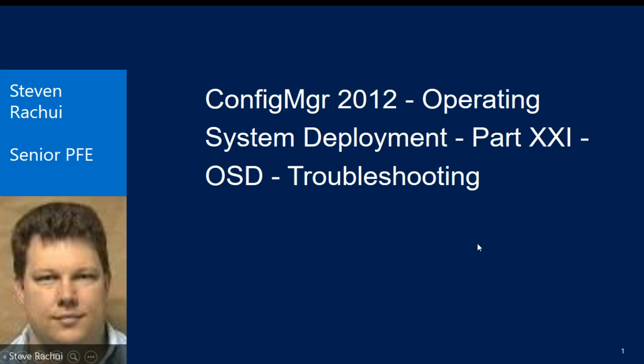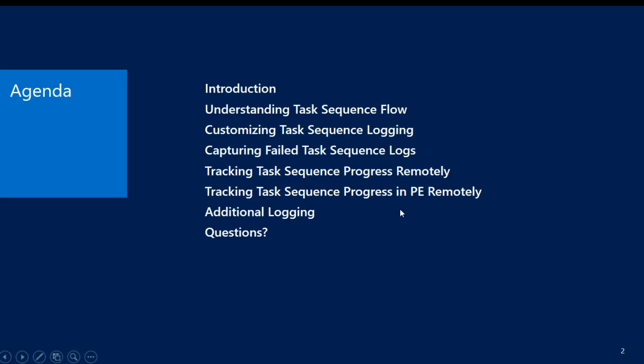As we've gone through the series to this point, we have touched on troubleshooting and seen the logs a couple of times. We're really not going to see the logs today, not to any great extent anyway, but I do want to focus on a few troubleshooting items. So here's the agenda. In order to do effective troubleshooting, we need to understand the task sequence flow and associated logs, where they are in each part of the flow. So we'll start there.